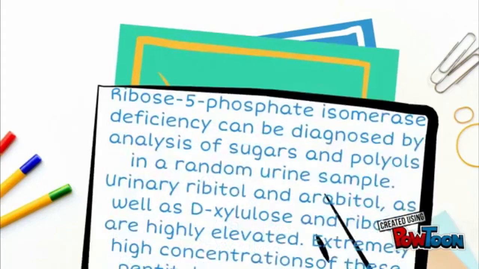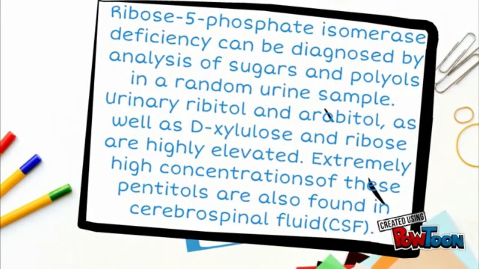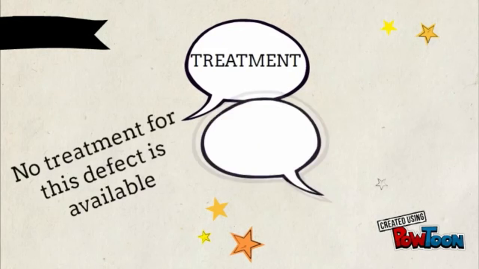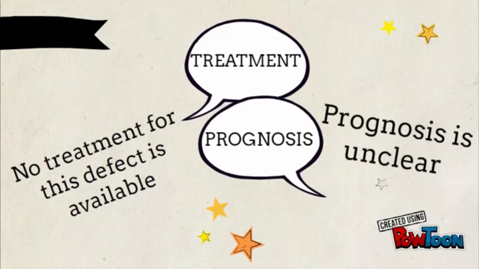Ribose 5-phosphate isomerase deficiency can be diagnosed by analysis of sugars and polyols in a random urine sample. Urinary ribitol and arabitol as well as D-xylulose and ribose are highly elevated. Extremely high concentrations of these pentitols are also found in cerebrospinal fluid. Unfortunately, no treatment for this defect is available and the prognosis also is unclear.